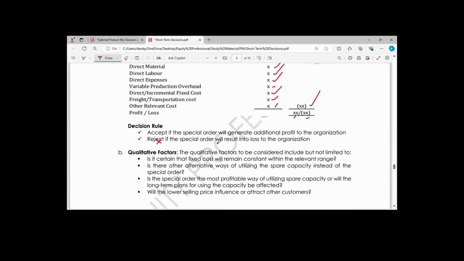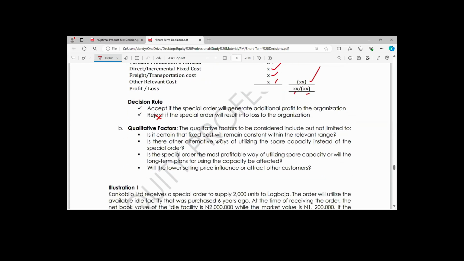So that's that. Then what are the qualitative factors you need to take into consideration? Remember, I told you ab initio on this topic: anything you want to do under short-term decisions must be examined critically using the economic angle as well as the qualitative factors. Therefore, what are the specific qualitative factors for acceptance or rejection of a special order?